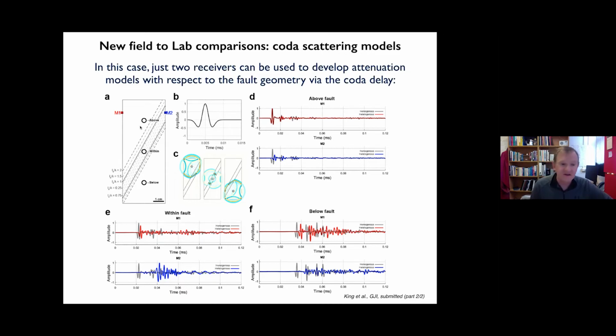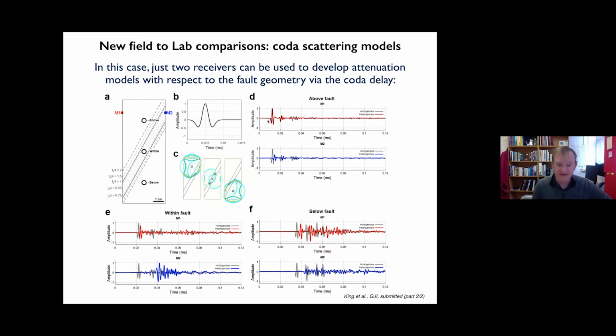Tom King modelled the response of a source. So here's the source in panel B, whether it's above, within or below a fault zone, and what it might look like as received by this receiver M1 in red or M2 in blue. And the model works pretty well. This is just a model, no data at the moment, and the model works pretty well.